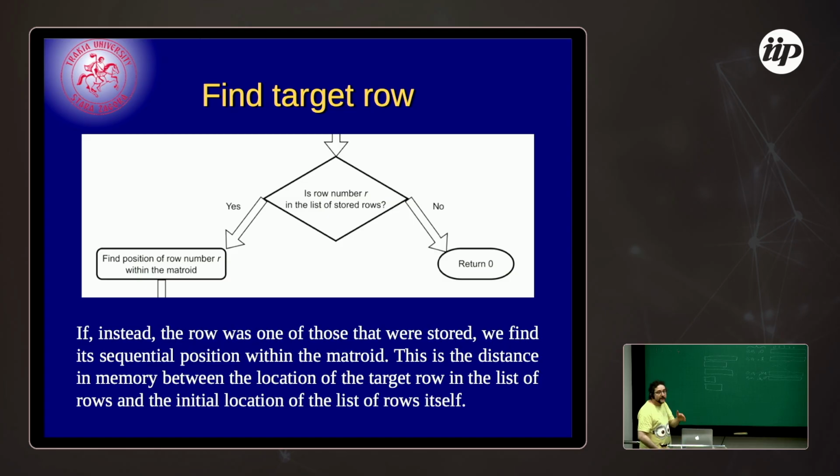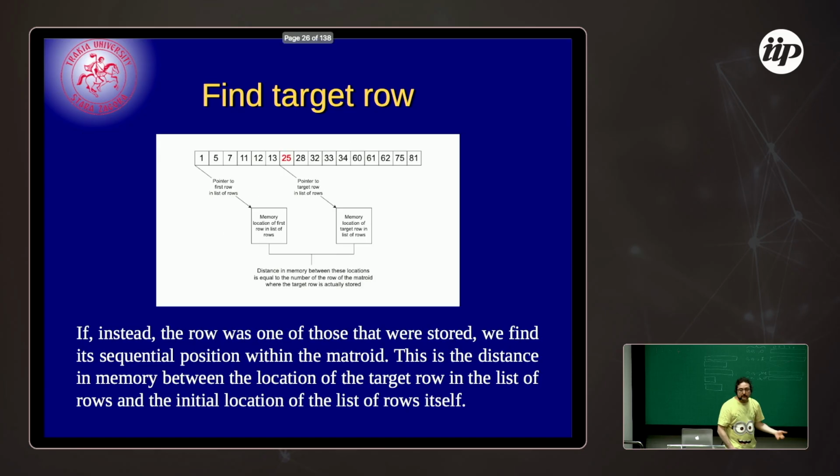So what if the row is found, that it has been stored in the tensor? We need to find where in the actual data it is. The way you can do this is you can measure the distance within the memory of the computer between the place where your target row starts in the list of the rows and the initial location of memory where the list of rows is actually stored. Then you subtract, divide by the size of whatever type identifier you are using, and you get the result.